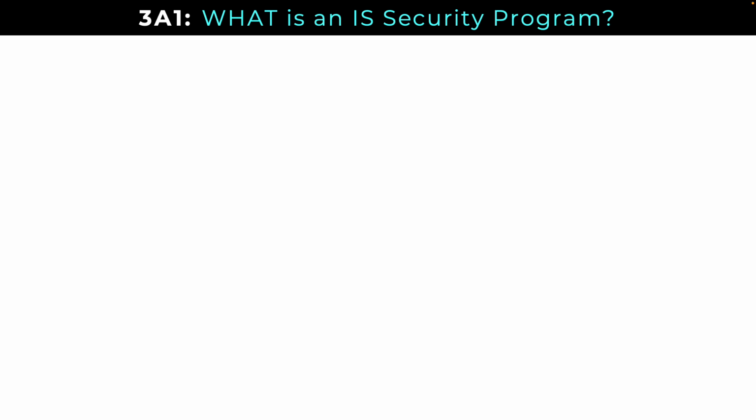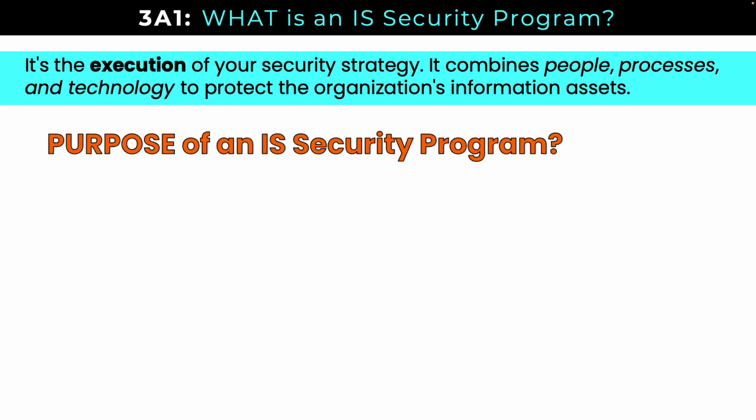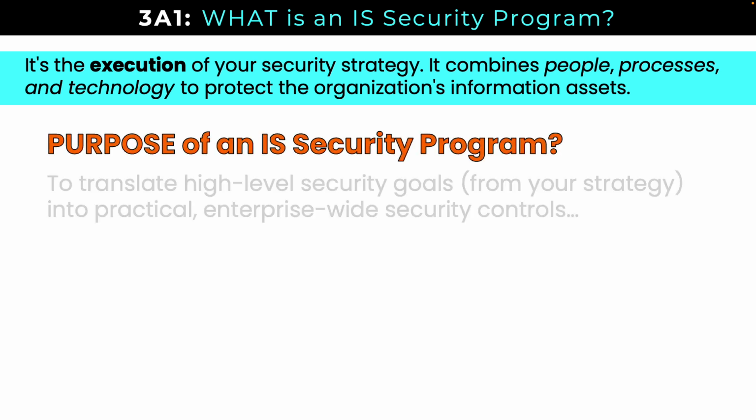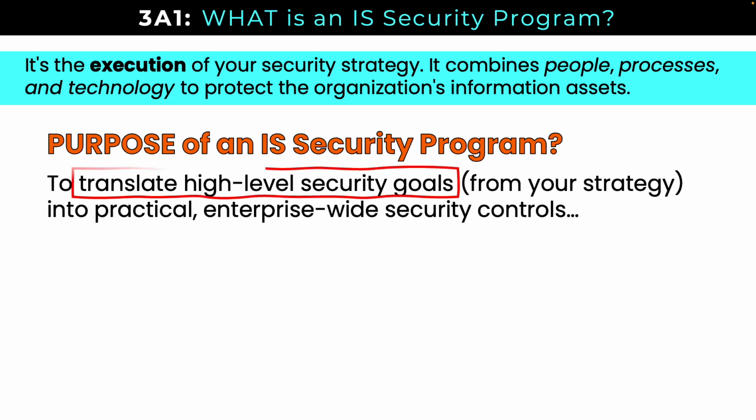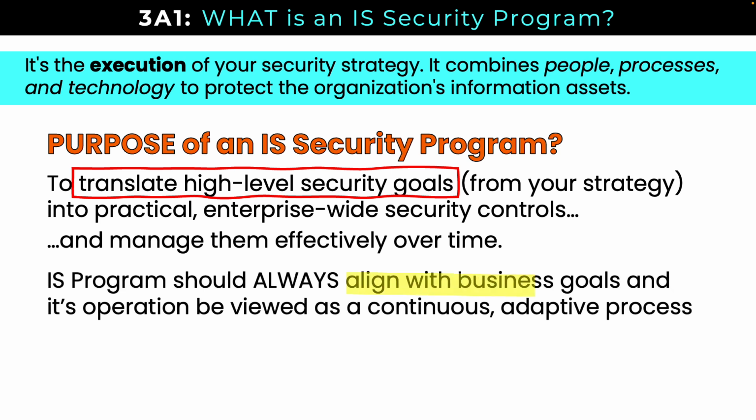So let's answer the million-dollar question. What is an information security program? So the program is the execution of your security strategy. It combines the people, the processes, and the technology to protect the organization's information assets. The purpose is to translate the high-level security goals from your strategy into practical enterprise-wide security controls and to manage them effectively over time. So your program should always align with business goals, and its operation should be viewed as a continuous adaptive process. It's just a continuous adaptive loop.